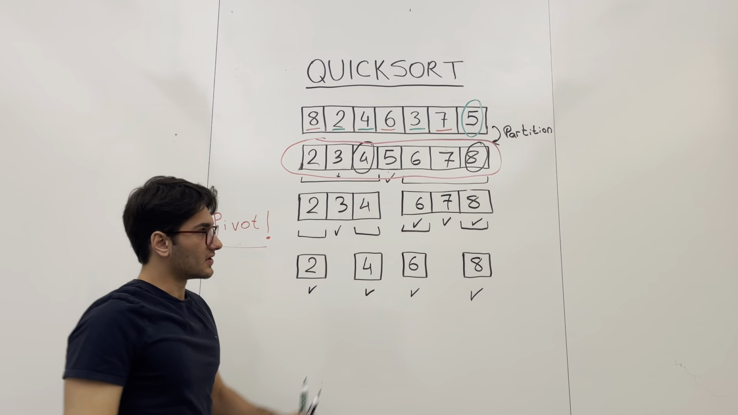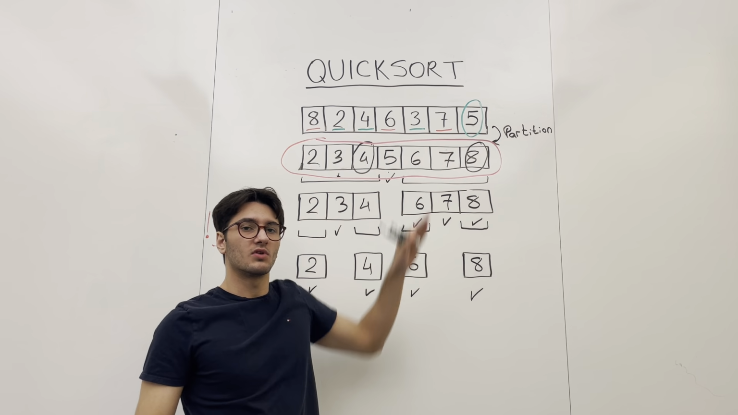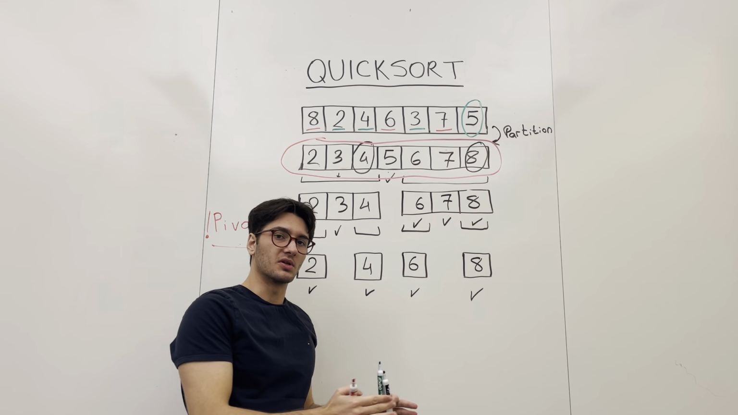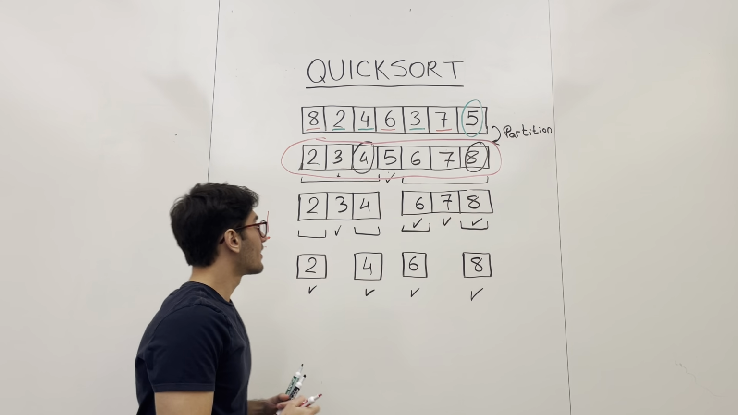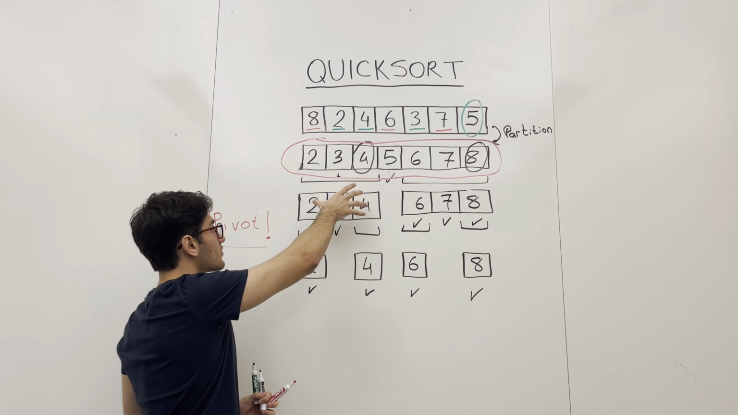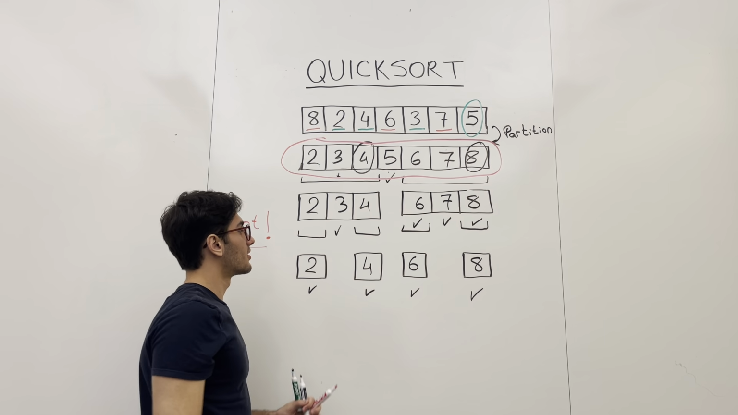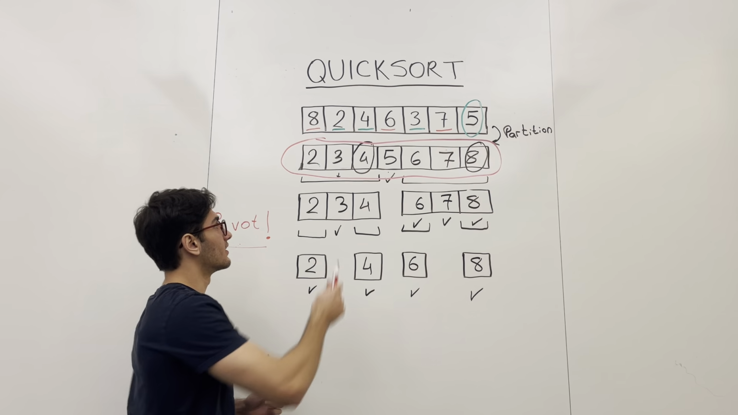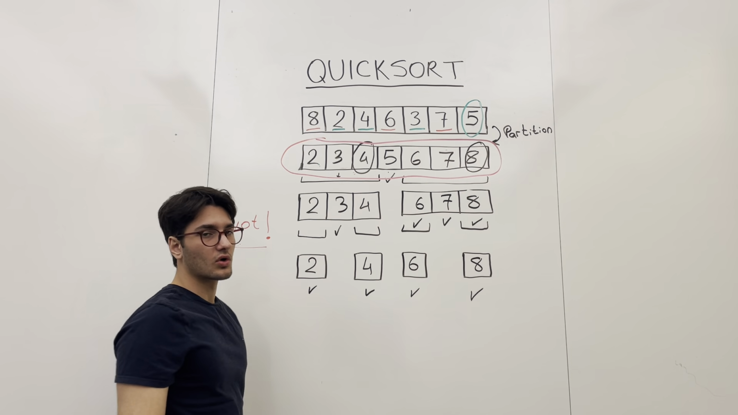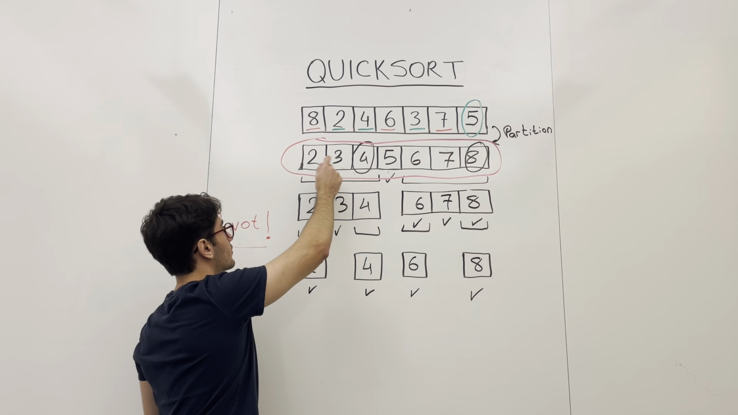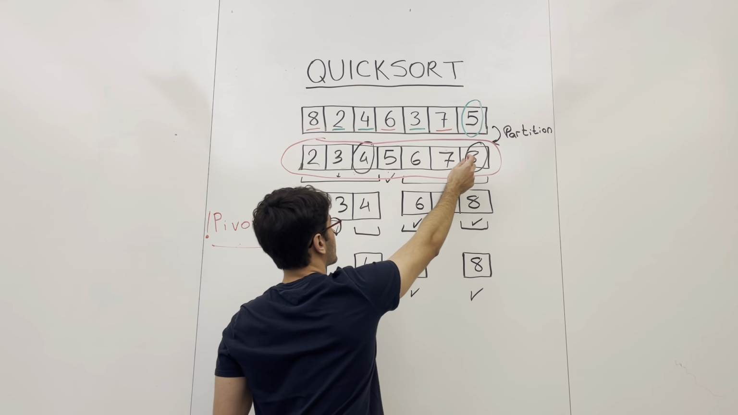So what we did was pick a pivot point, which was the rightmost element in each subarray, and then from there we used recursion to go down the steps and apply the same partition step to each subarray we have. And in the end, we found a sorted array which goes in increasing order: 2, 3, 4, 5, 6, 7, and 8.